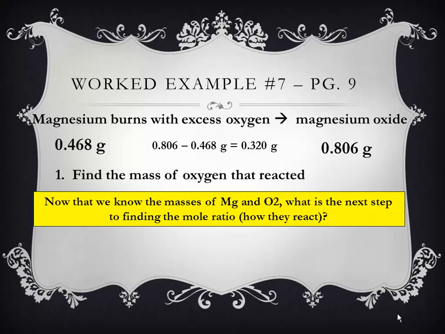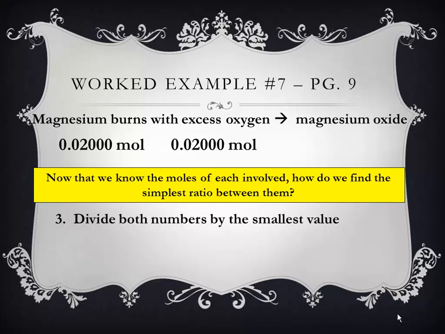Once you find the mass, now we can get the moles of each. In this case, oxygen is by itself, so it is O2, so that's kind of tricky. If it's not by itself, it's just O. So find the moles of magnesium. You should be able to do this on your own. Molar mass of magnesium and molar mass of O2, so it's going to be about 32 grams. So you should get 0.02 for both moles of magnesium and moles of oxygen.